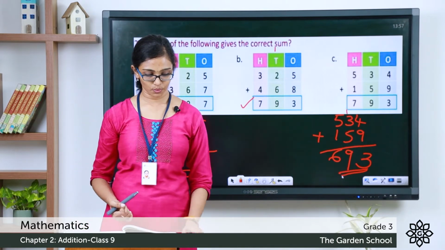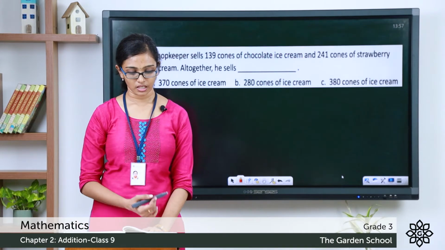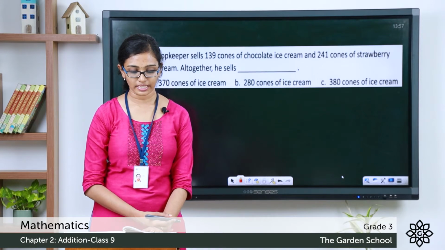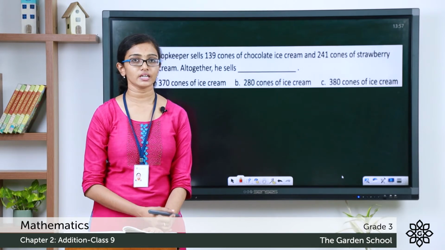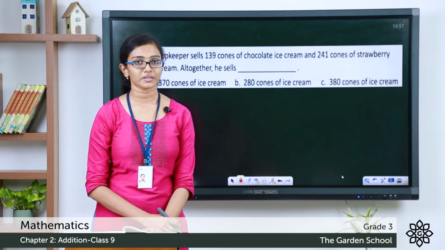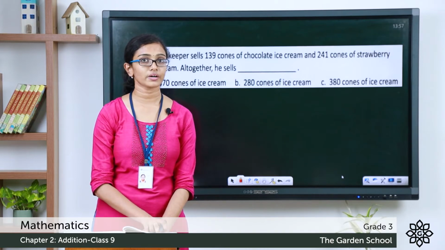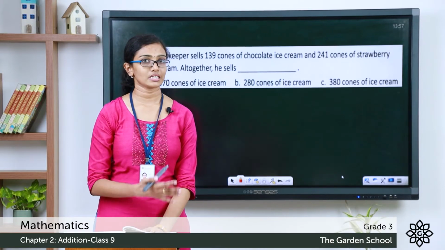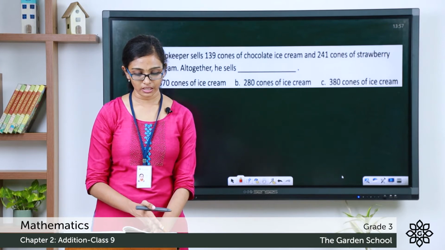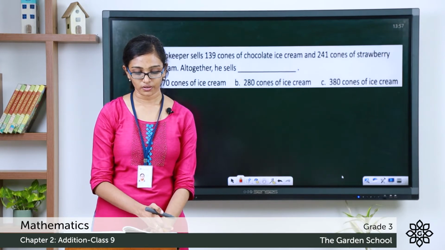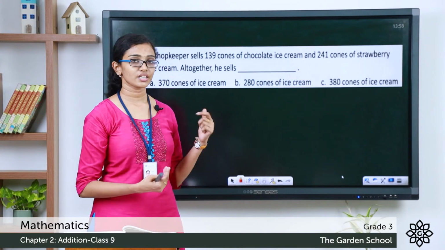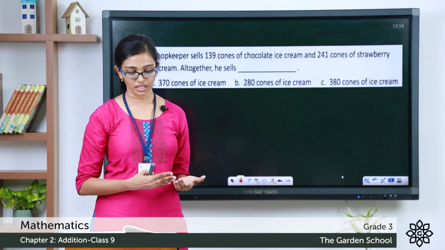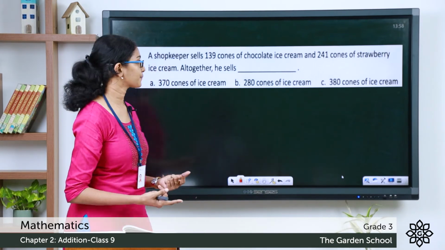Now, let's move on to the next question. A shopkeeper sells 139 cones of chocolate ice cream and 241 cones of strawberry ice cream. Altogether, he sells. So, it's a word problem given there and you can see the keyword altogether there. It means it's an addition problem. And you are given the number of chocolate cones and strawberry cones. You have to add these two numbers to get the total number of ice cream cones that he is selling.